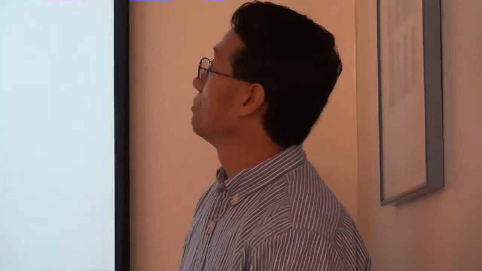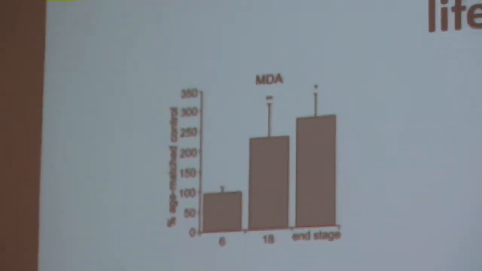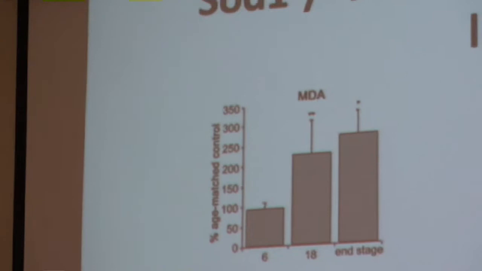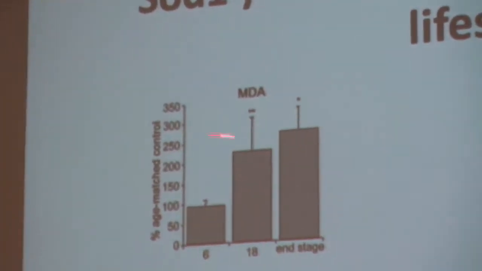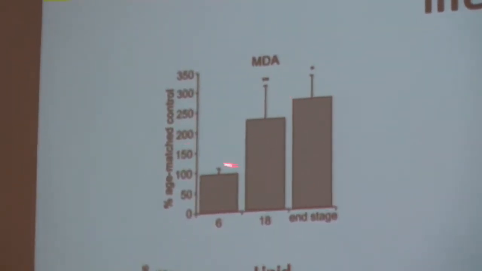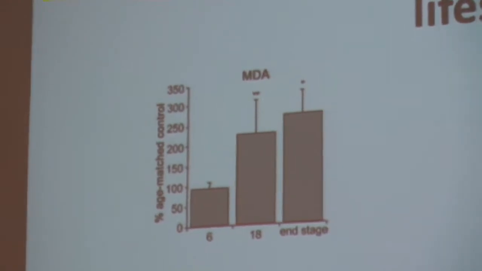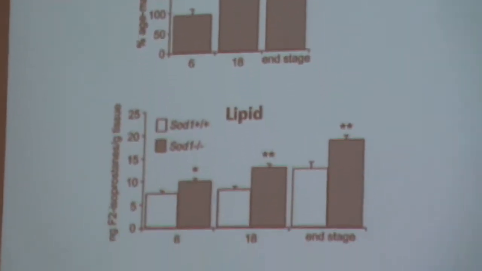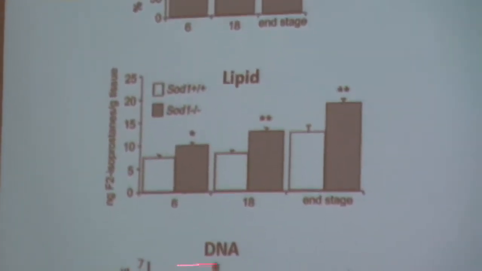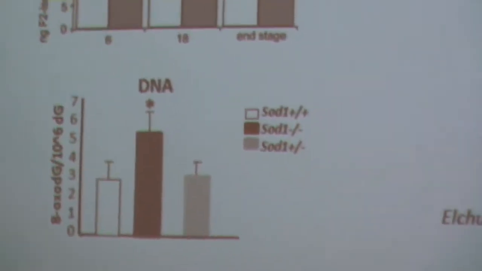So the SOD1 knockout mouse has been generated in California by the Epstein lab group, and it's been shown that once you have deleted the SOD1, these mice have increased oxidative stress and oxidative damage. These three panels show the oxidation of the protein, lipid, and the DNA.